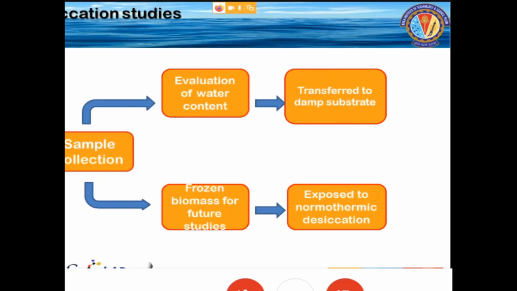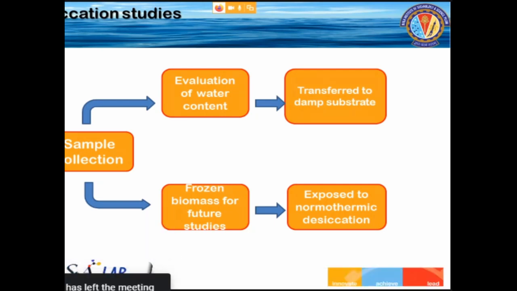So we did a sort of desiccation study. We are still in the process actually. This is a physiological study in which we tried to understand whether exposure to a certain normothermic desiccation stress leads to some changes in the windowpane oyster's proteome and the gene expression of it as well. So first we undertook some physiological studies, as we tried to understand the amount of pallial water and the amount of extraneous water that the shell was carrying when we lifted it from the environment. Then we blotted it, transferred it again to a damp substrate.